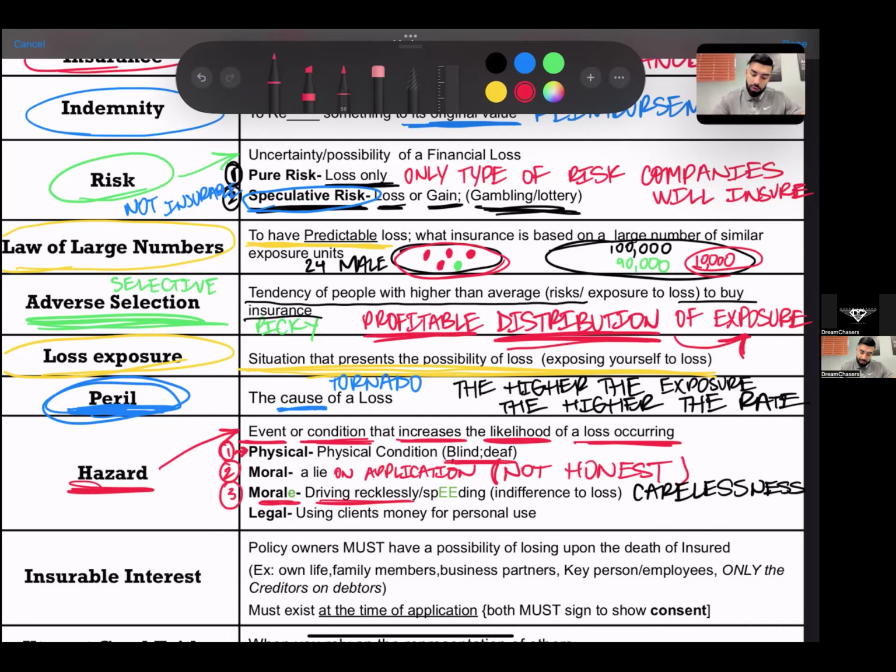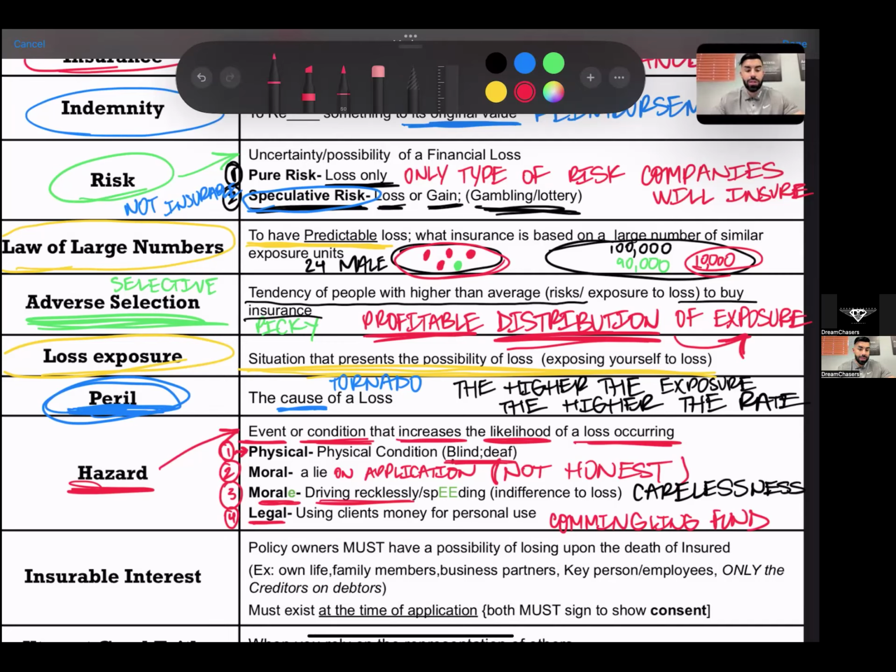And the fourth is what is known as a legal hazard. A legal hazard is using clients' money for personal use. Another term for that would be commingling funds. This typically doesn't happen today because everything's done electronically, but a few decades ago, agents would show up to a client's home and pick up cash or a check for their insurance payment, and the agent would send that payment in to the insurance company.